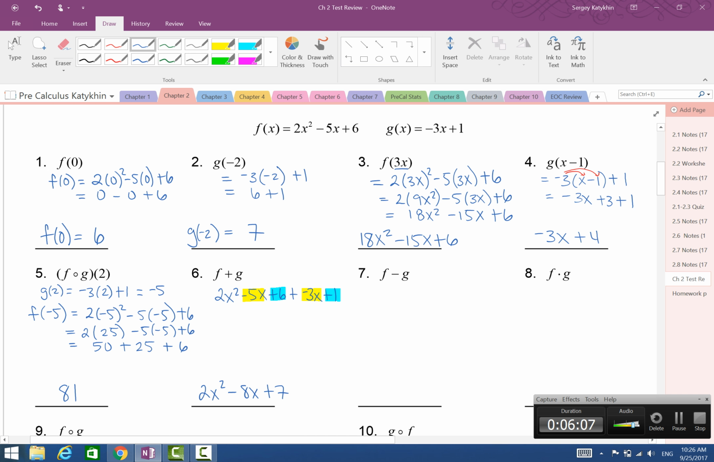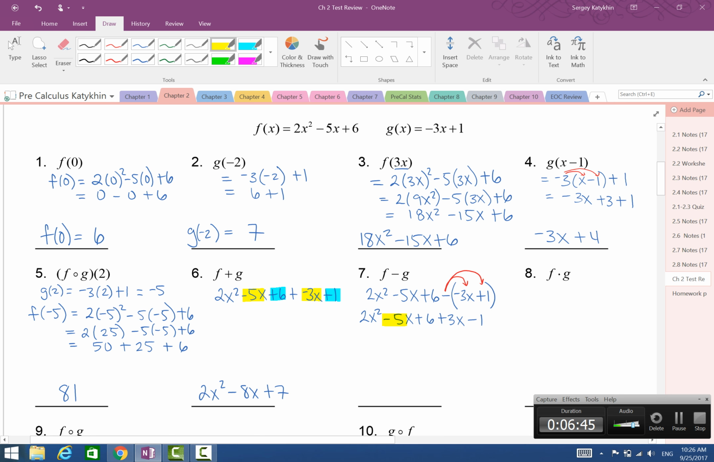Similar concept, except this time I'm subtracting. So again, f of x will be 2x squared minus 5x plus 6 minus, remember to put that parenthesis, and then the g of x, which is negative 3x plus 1. Do not forget to distribute the negative into that parenthesis, which in turn gives us 2x squared minus 5x plus 6 plus 3x and then minus 1.